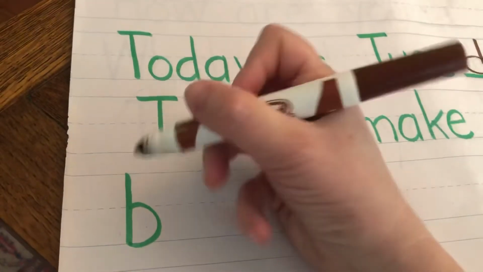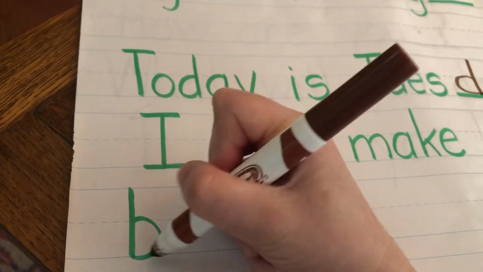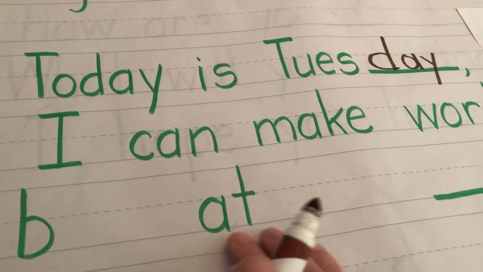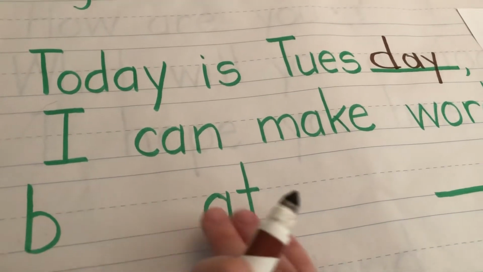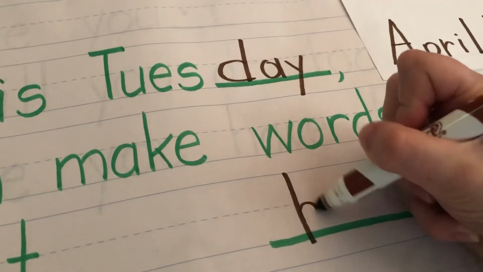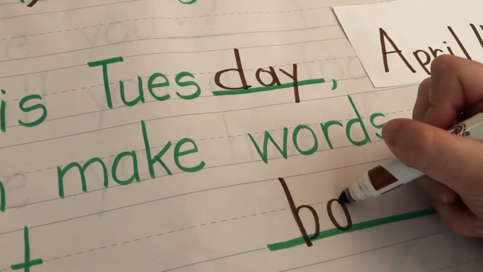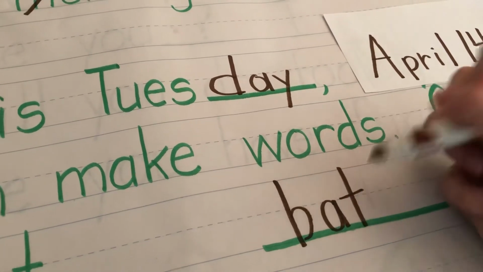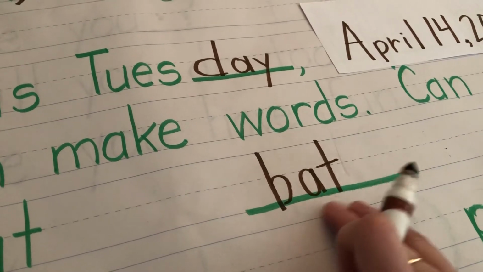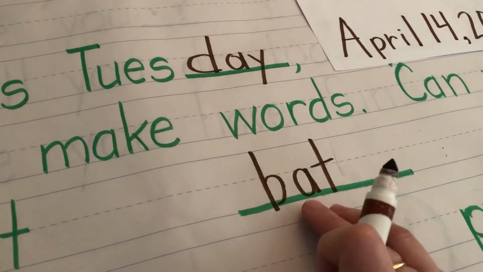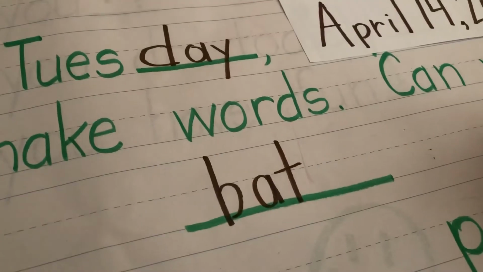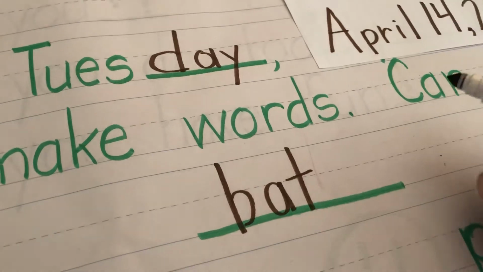The lowercase b goes straight down and curves to the right. That's that way. And then I have a part of a word. I have at. So we have b, at. And if I put that beginning sound, b, with at, I now have a word. I have b, at. I could do each letter sound if I needed to. B, at, bat.